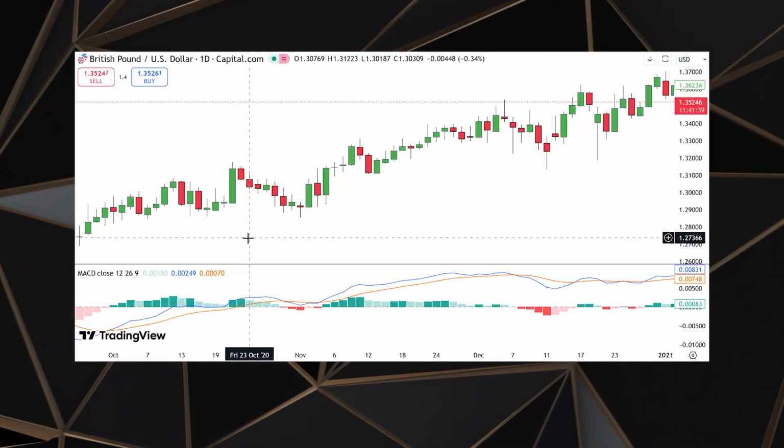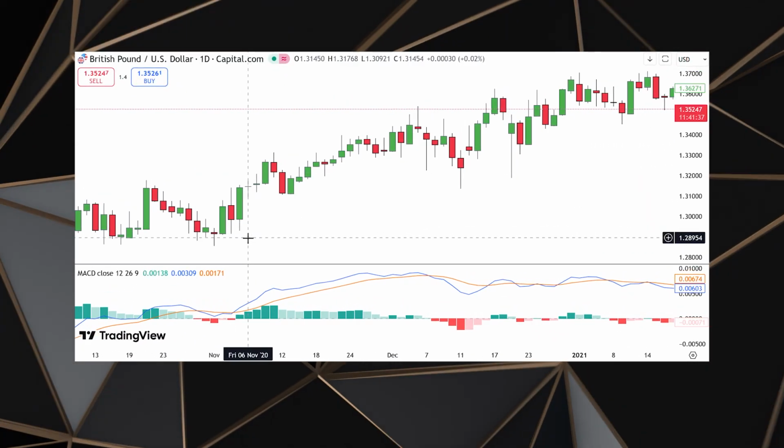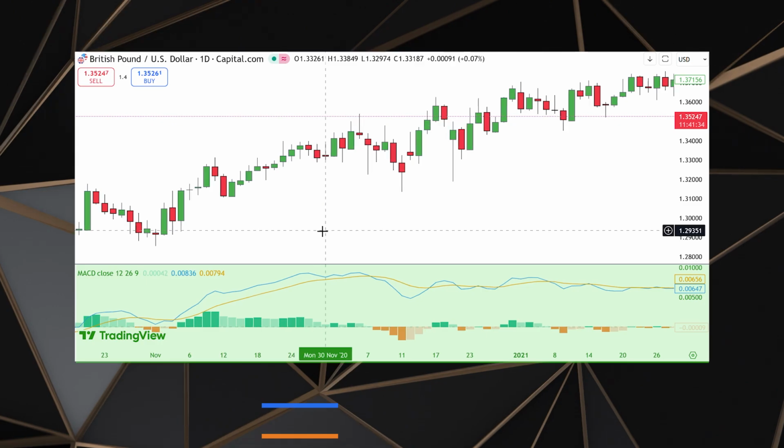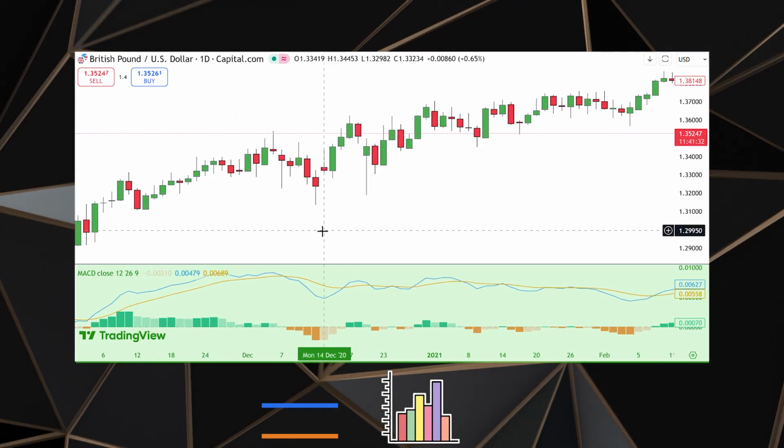MACD has three components, and most people couldn't tell you what any of them actually represent. Two lines and a histogram, all based on moving averages, all doing different jobs. Once you see what each one is measuring, the whole indicator clicks into place.